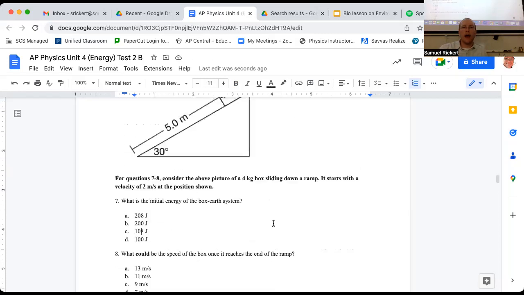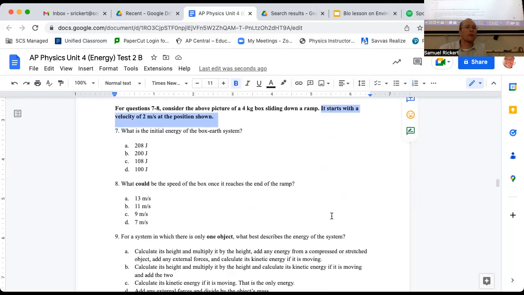Yeah. I added initial velocity here. Again, I just wanted to change it up a little bit from the practice questions. Okay, what could be the speed of the box once it reaches the end of the ramp? If you work it out, you should get a speed of 8 meters per second as a max speed.